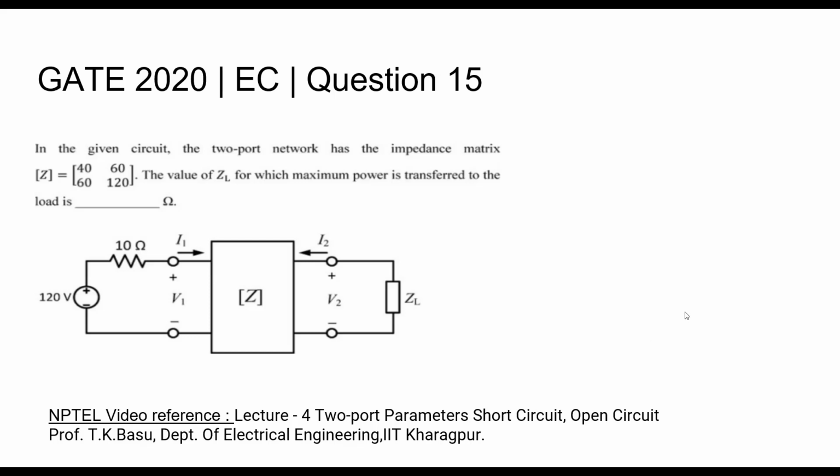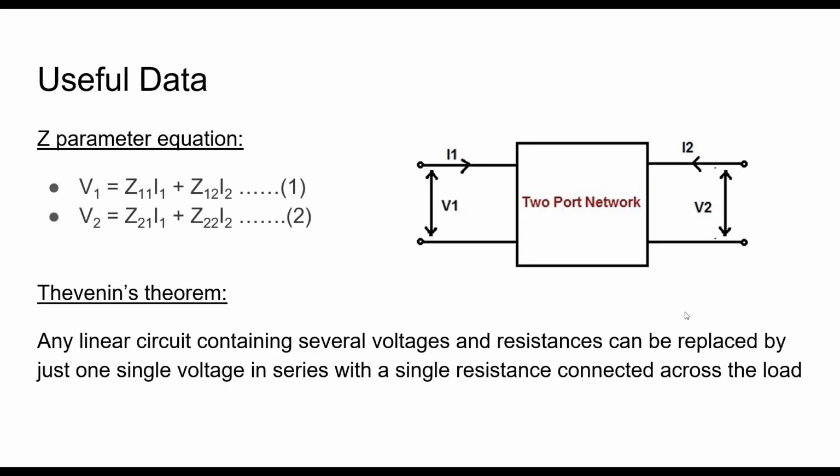In order to solve this problem, we need to know the concept of Thevenin's theorem, maximum power transfer theorem, and then the Z parameter equations. A two-port network is a network that has two inputs and two outputs. The first port has the current I1 that is incoming, and the second port has the current I2 that is incoming into that port. The voltage across the terminals of the first port will be V1 and the voltage across the terminals of the second port will be V2.